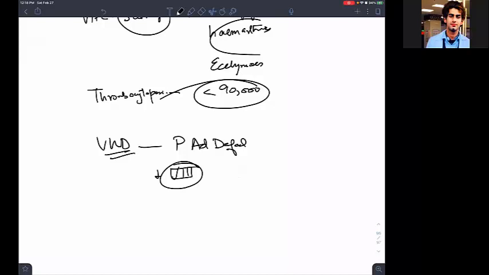So I have a platelet disorder and also a coagulation factor disorder, isn't it? So von Willebrand disease is basically a dual disorder. One is a platelet disorder, and second I have a coagulation factor deficiency, that is factor VIII. In this case also I will be having an increase in bleeding time.